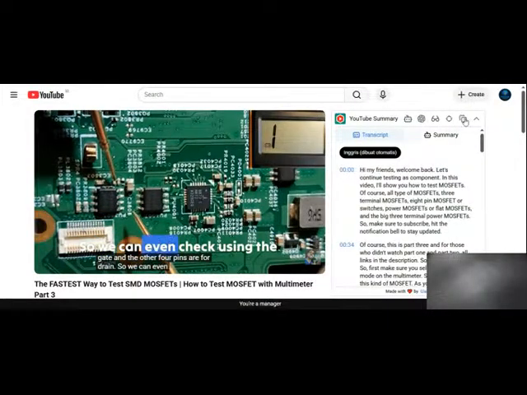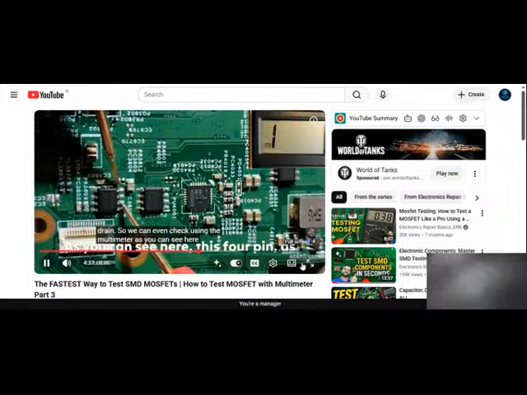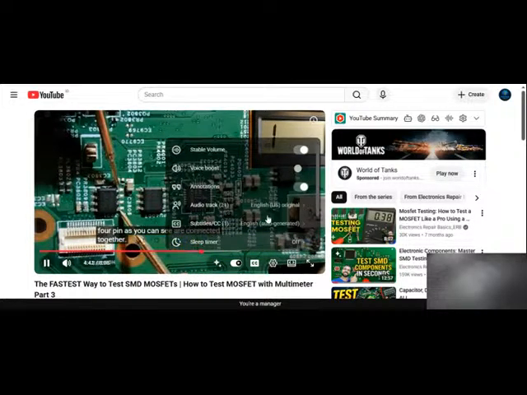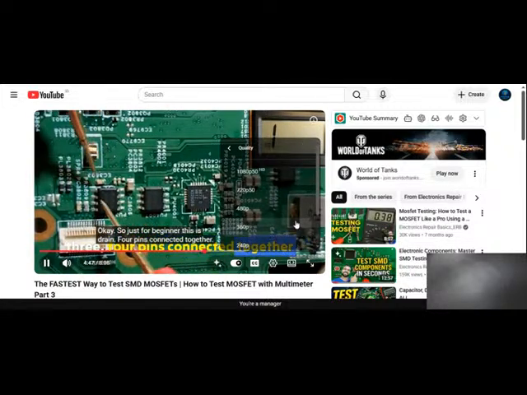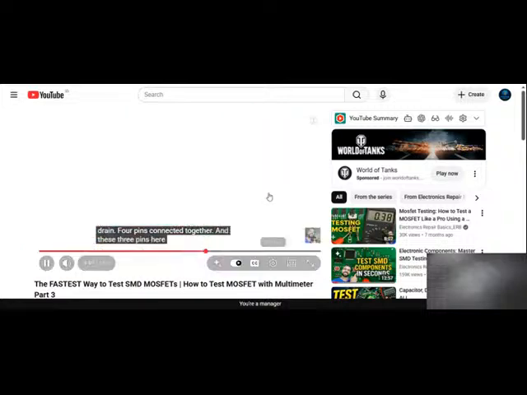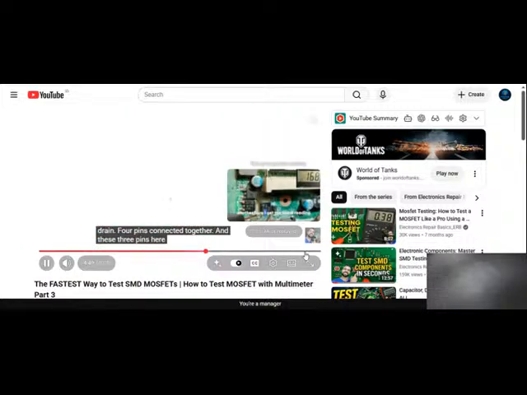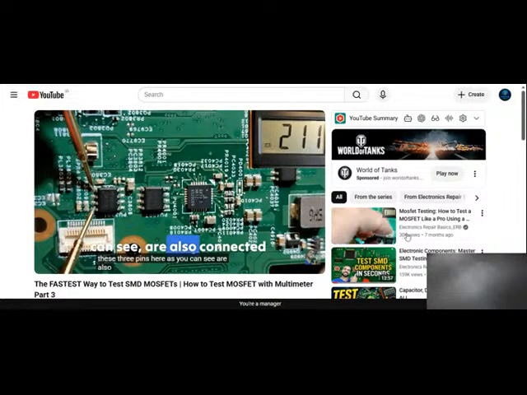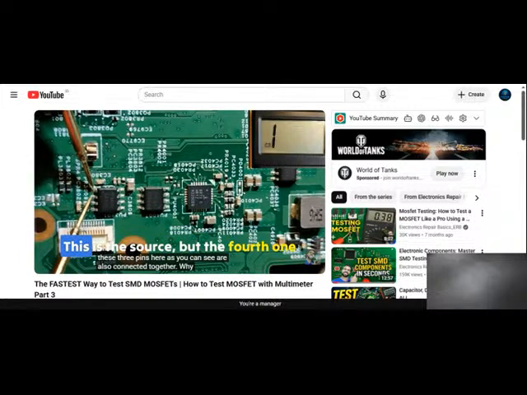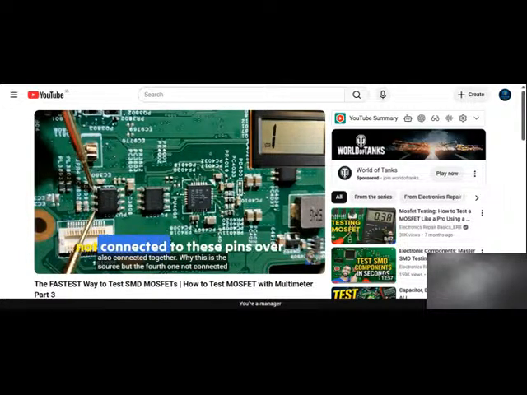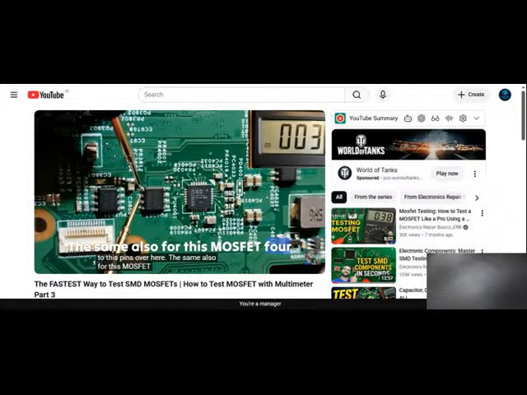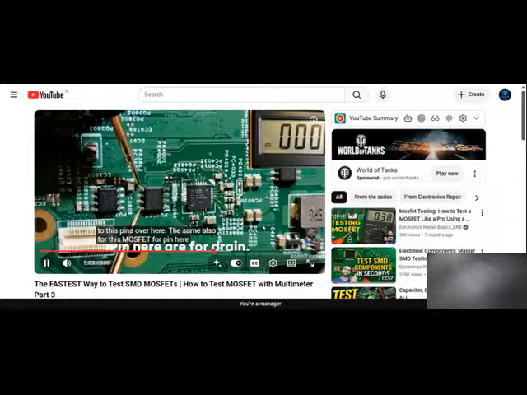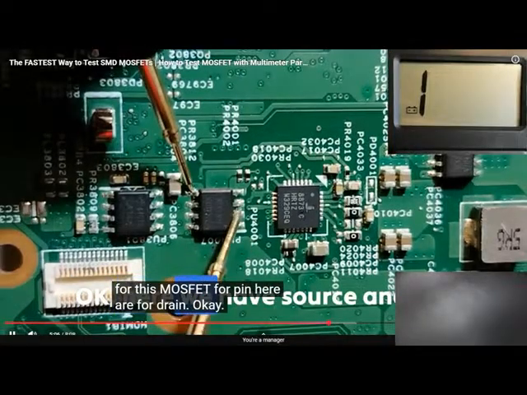So we can even check using the multimeter. As you can see here, these 4 pins are connected together. Okay, so just for beginners, this is drain, 4 pins connected together, and these 3 pins here are also connected together. Why? This is the source, but the 4th one is not connected to these pins over here. The same also for this MOSFET. 4 pins here are for drain. Here we have source and we have the drain.